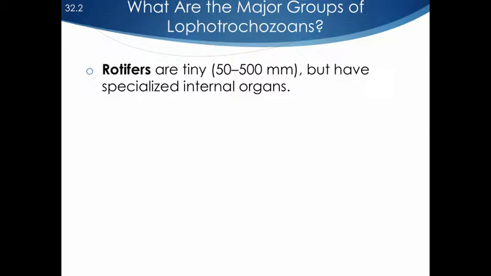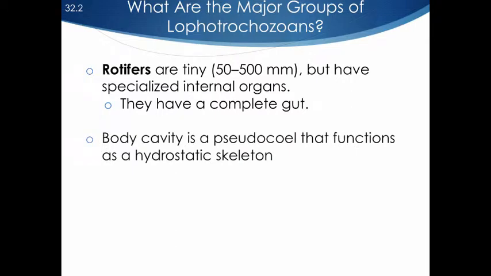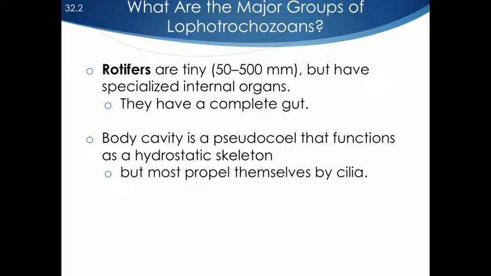Now, moving on to rotifers. These are also really small. They're 50 to 500 micrometers, but they have specialized internal organs. And they also have a complete gut. Their body cavity is a pseudocoel, and it functions as a hydrostatic skeleton. But most propel themselves by cilia. Even though they have a hydrostatic skeleton like we see in worms, they usually move by cilia.